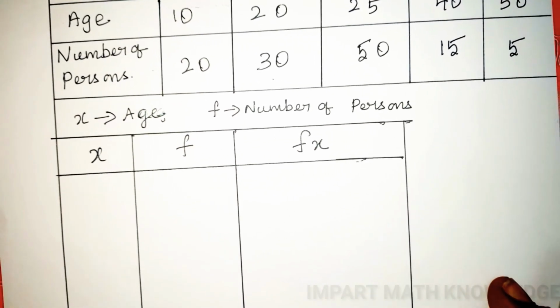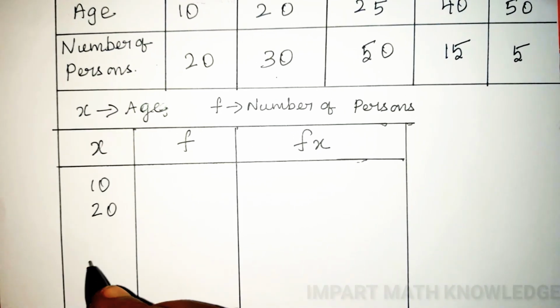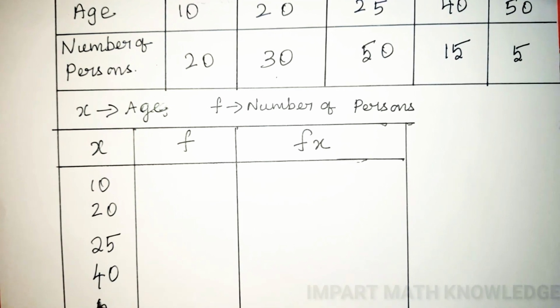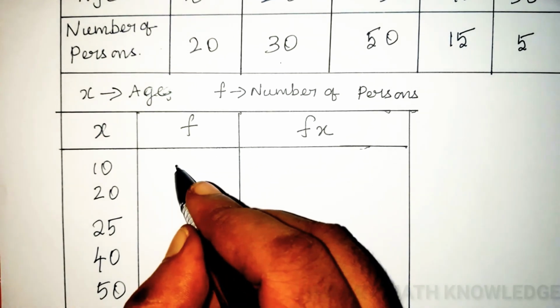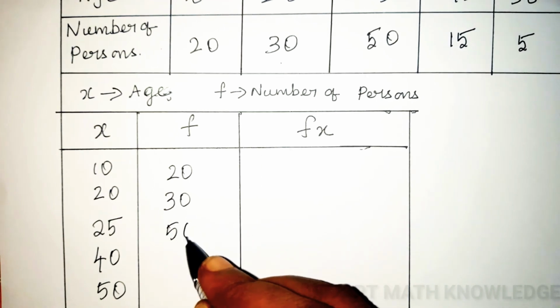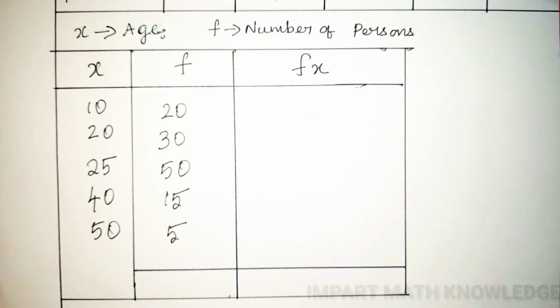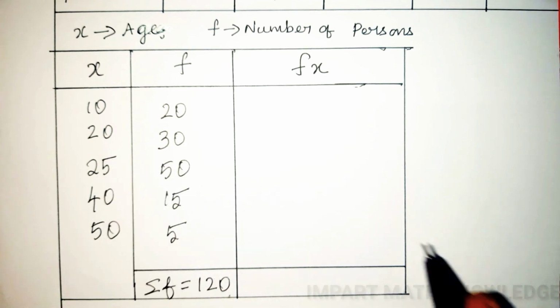Now put a tabular column like this and write all the values. X is age, that is 10, 20, 25, 40, 50. F is frequency: 20, 30, 50, 15 and 5. The total frequency is 120. Now we have to multiply the frequency with the x value.